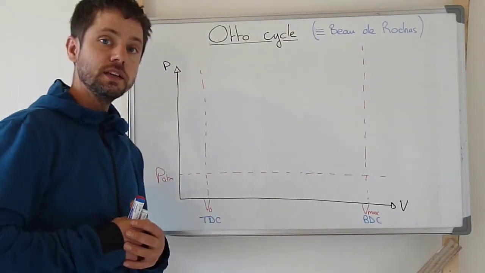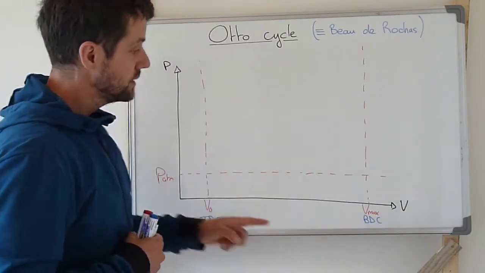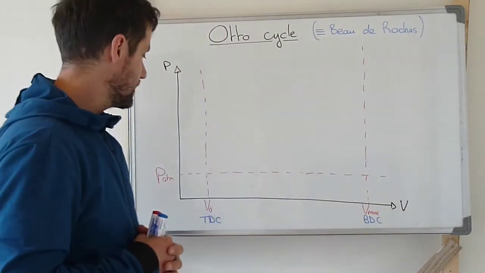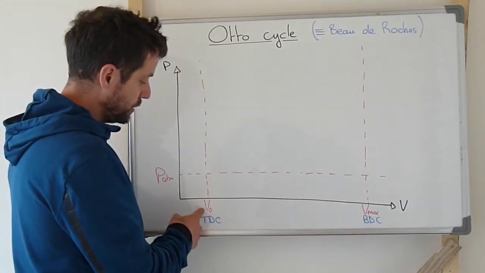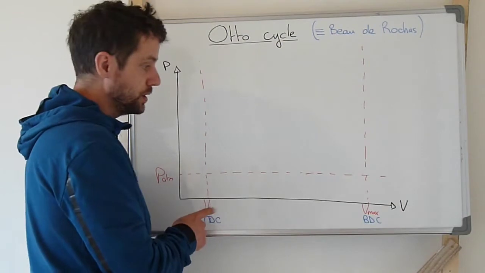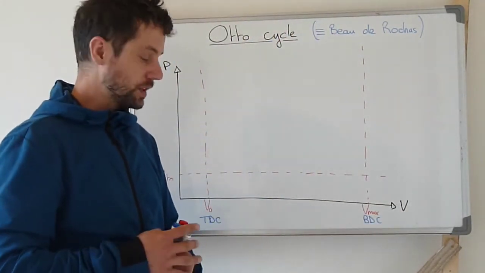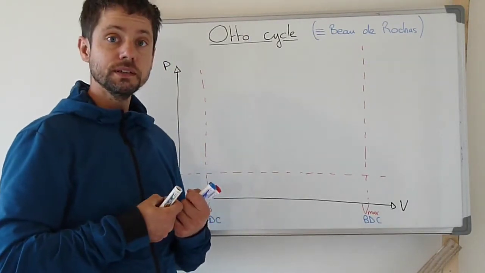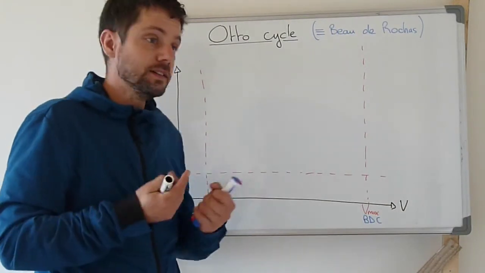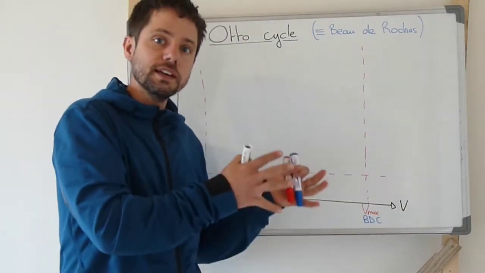So, once again, we'll use an indicator diagram with pressure for the y-axis, volume for the x-axis, and the atmospheric pressure, the minimum volume at the top dead center, clearance volume, and maximum volume at the bottom dead center. So, where do we start? Now we have a two-stroke cycle, or at least the four-stroke engine is described with the two-stroke theoretical cycle.